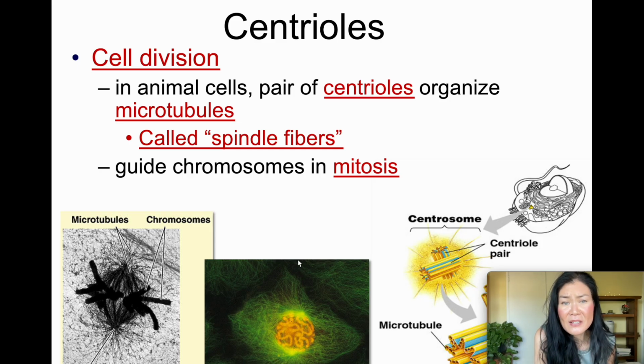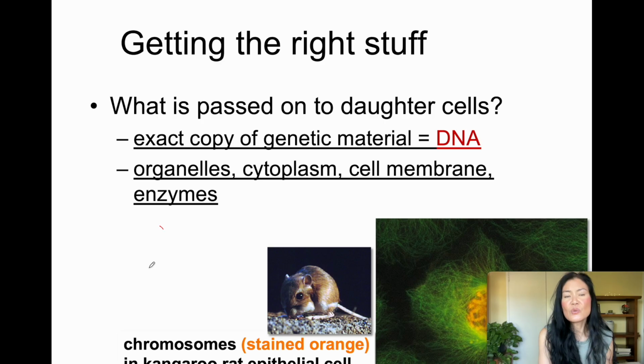So once again, the cytoskeleton is going to play a really important role in ensuring that the 2 new cells receive the correct genetic material. The centrioles, which are an organelle inside of the cell, produce these microtubules that are going to form what we call the spindle fibers. And these spindle fibers are going to guide the chromosomes in mitosis, making sure that the 2 new cells receive the correct genetic information.